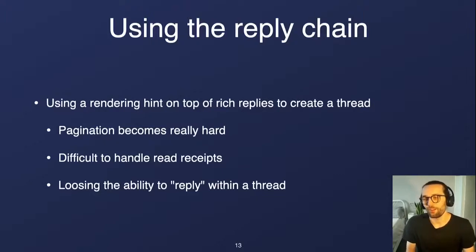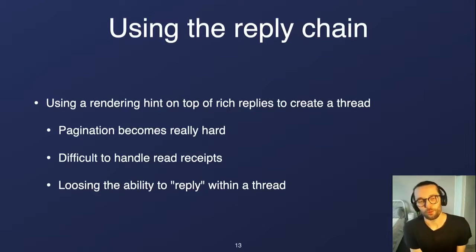But as soon as you have a very long chain of events, the pagination becomes quite hard. You're putting more strain on the client to go and fetch all of those events. You also have more difficulty handling read receipts. At the moment, the read receipts assume a chronological ordering for all events in a room, and building off the reply chain breaks that assumption because messages are not necessarily in chronological order anymore. And this would have to be changed for them to work properly.